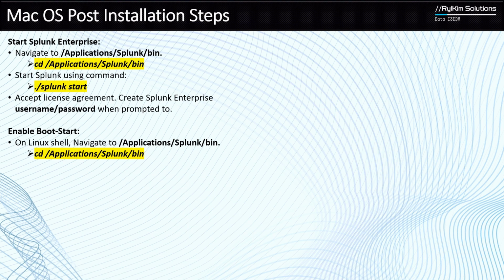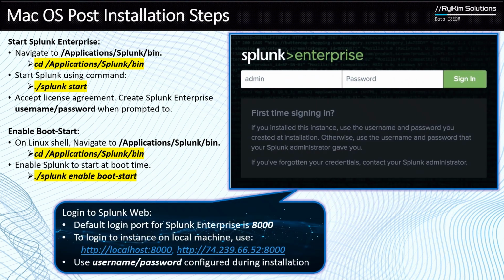So for Mac OS as well, you have commands to enable boot start. But typically, there are scripts that already do this for you, but you can also do this manually if you choose to. So all you have to do is navigate into the Applications Splunk, that's your home, and then go into the bin folder. In there, that's where you have your Splunk binary. You're going to just do enable boot start. And then you are very sure that any time you reboot your Mac OS machine, your Splunk instance is automatically going to start.